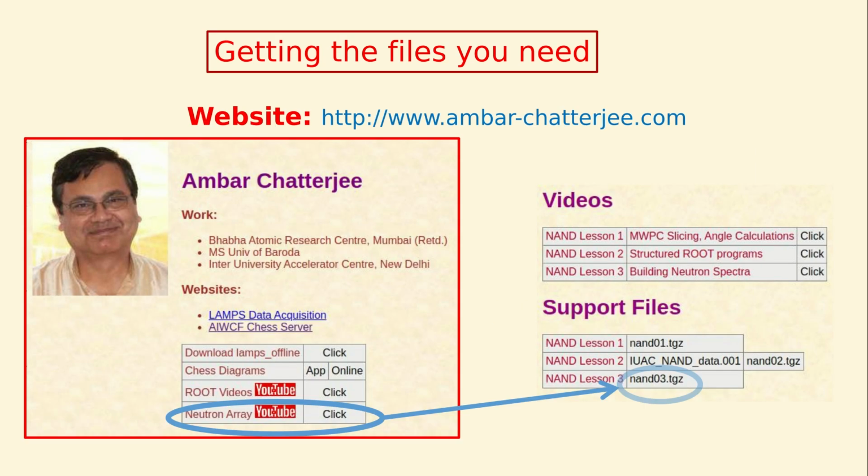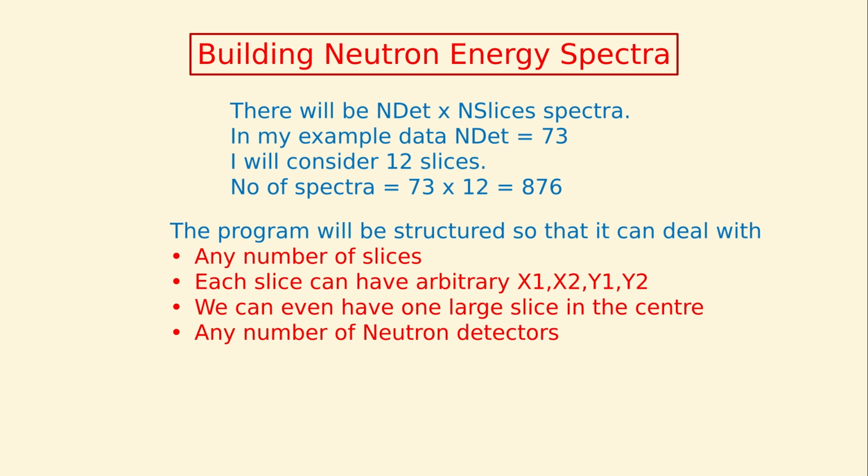You can get the files you need from the website by going to nand03.tgz, which is again a tar zip file which contains the files. In addition to that, you will need some files from the previous lesson, and that you can get from nand02.tgz. Let's go on to what the goal is.